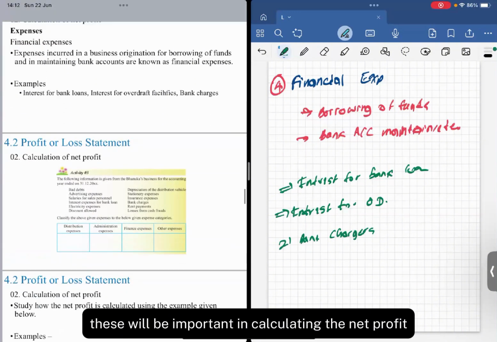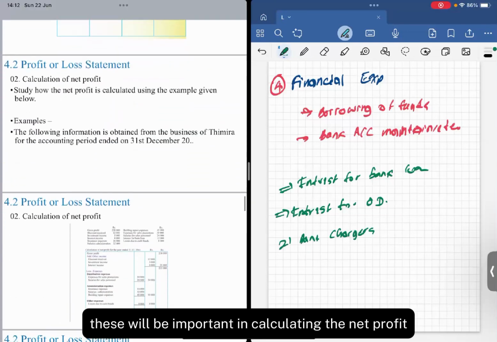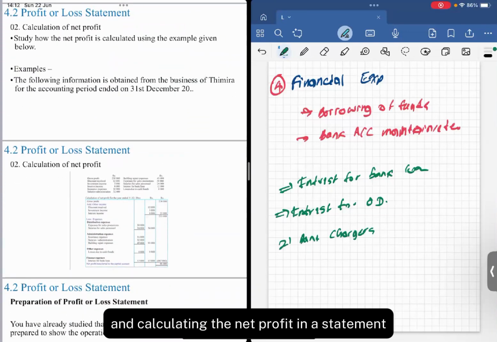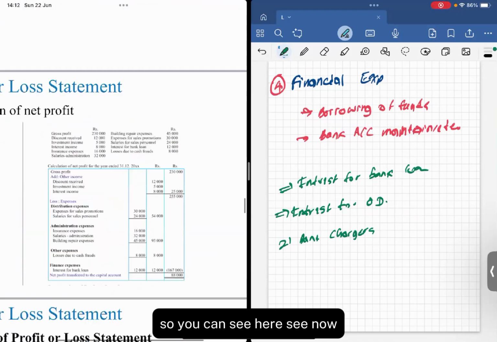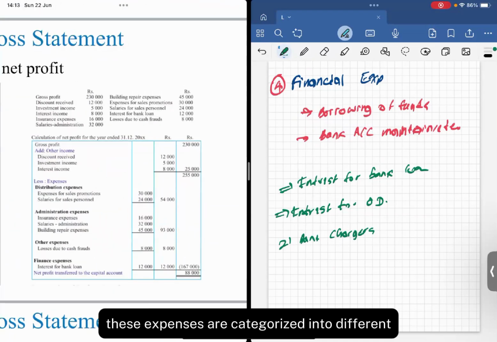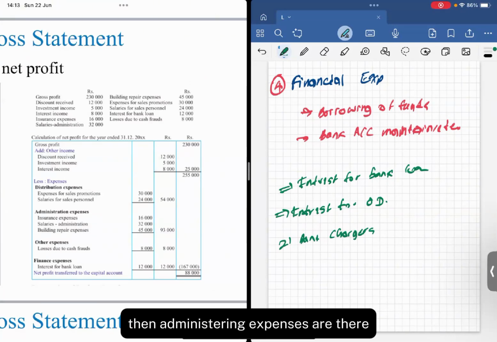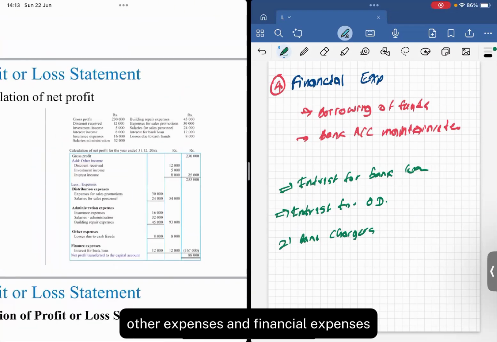So these will be important in calculating the net profit in a statement. So you can see here that these expenses are categorized into different categories. Distribution expenses are there, then administration expenses, other expenses, and financial expenses.